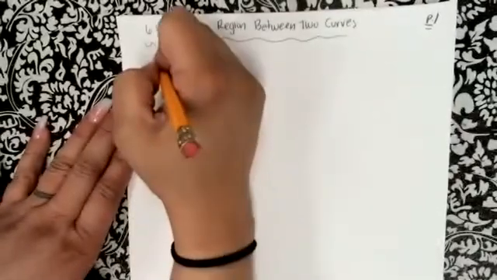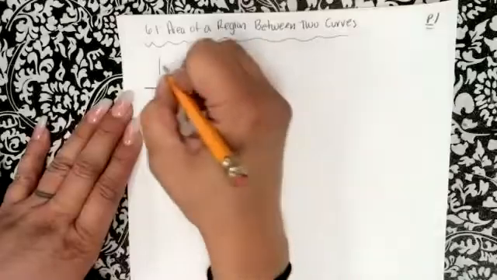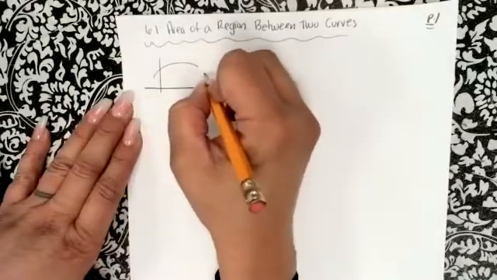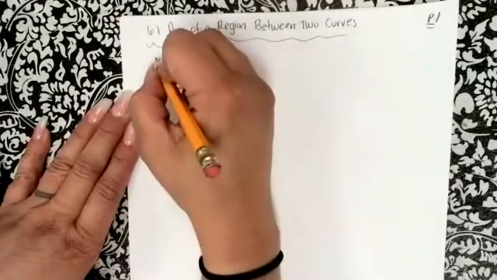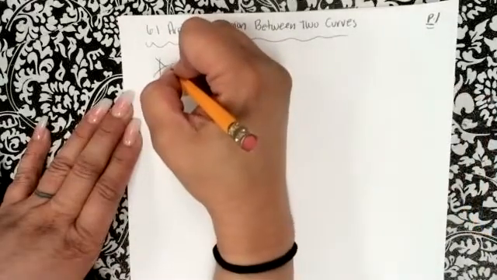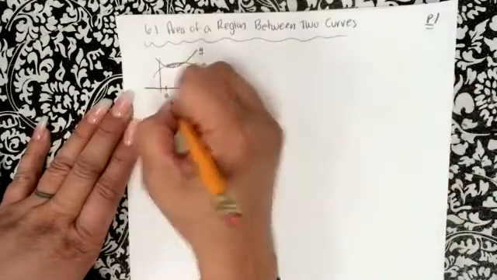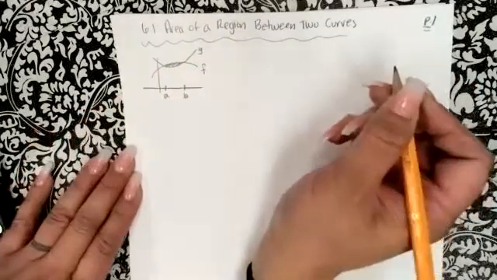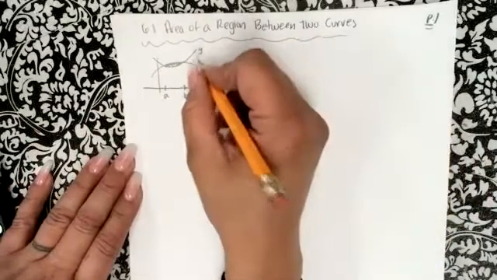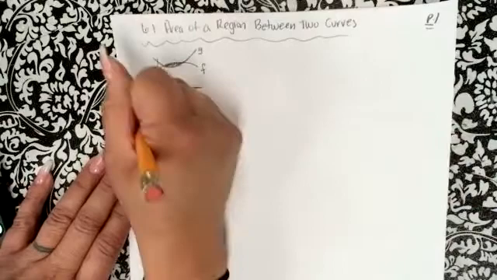So if we have, let's say, this is going to be the graph of f, and this is going to be the graph of g. We want the area between the two curves, so this is the section that we want right there. We'll say this is going from a to b. So the area between f and g is always going to be the upper curve, subtract the lower curve.